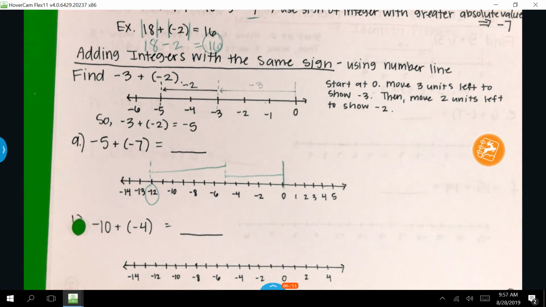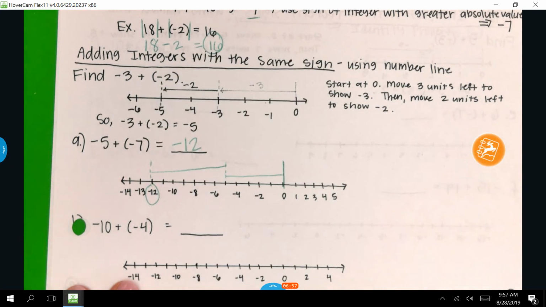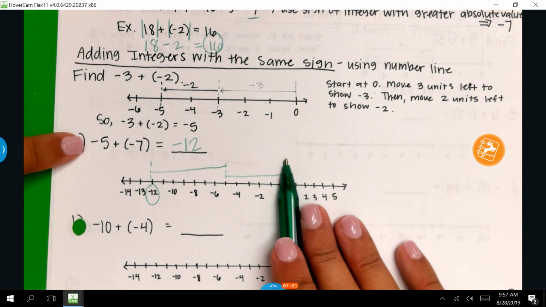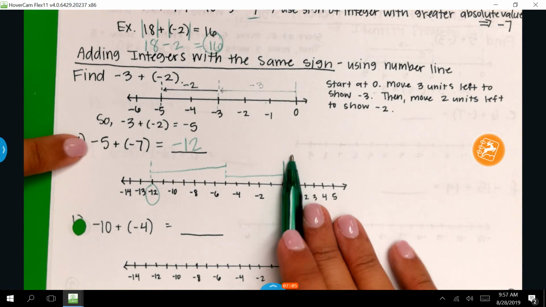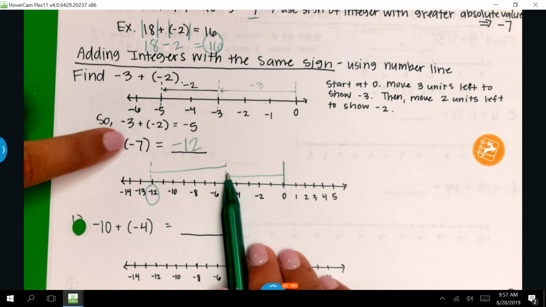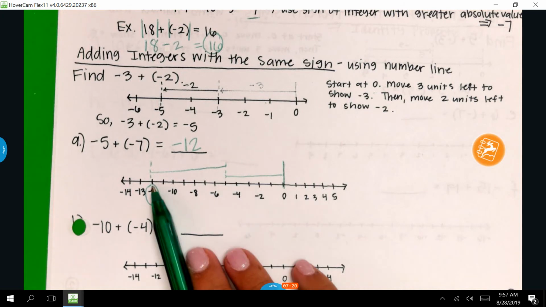So where did I end? Negative 12. I ended at negative 12, so my answer is negative 12. But you started at 0? Yes, you always start at 0, and then you move in the direction of the first number. So the first number is negative 5, so I went to the left to negative 5. And then from there, you go to the second number, which was negative 7. So you don't just go to negative 7. You have to go 7 units in the negative direction. So that's how I ended up at negative 12.